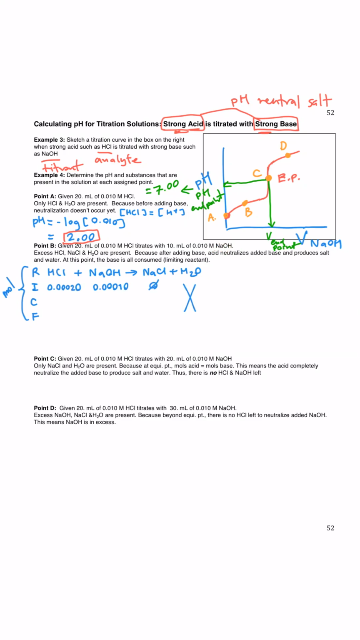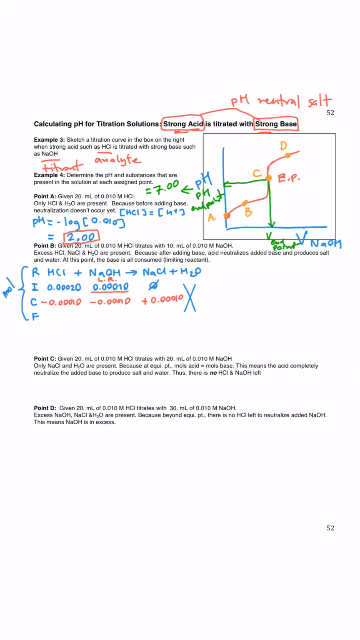So the initial mole of hydrochloric acid would be 0.0002 mole. For the sodium hydroxide would be 0.0001 mole. And for sodium chloride would be 0, and we can ignore water. You can see that at this point of the titration, the number of mole of sodium hydroxide is less than hydrochloric acid. Therefore, sodium hydroxide is the limiting reactant in this case. So the amount of sodium hydroxide would be all consumed. And it's going to be the same ratio as for hydrochloric acid. And would be the same number of mole that will be produced for sodium chloride.